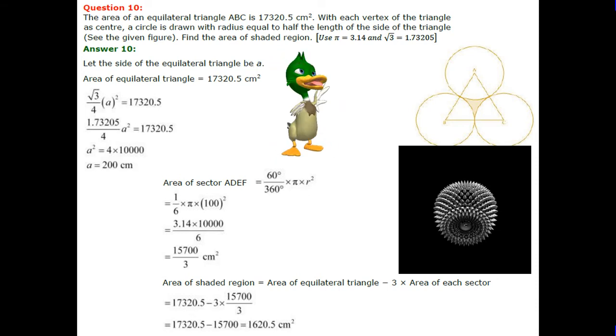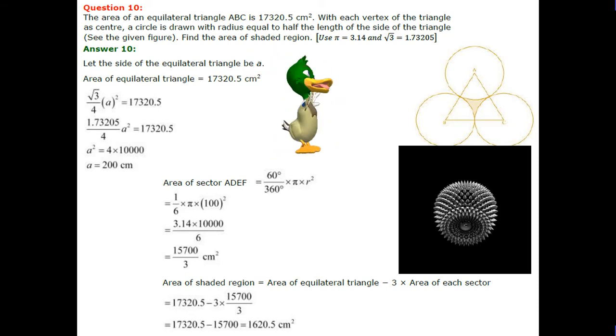Question number 10. The area of the equilateral triangle ABC is 17,320.5 centimeter square. With each vertex of the triangle as the center, a circle is drawn with a radius equal to half the length of the side of the triangle. See the given figure. Find the area of the shaded region. Pi 3.14, root 3 1.73205.